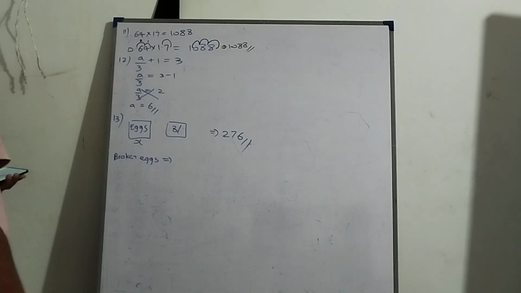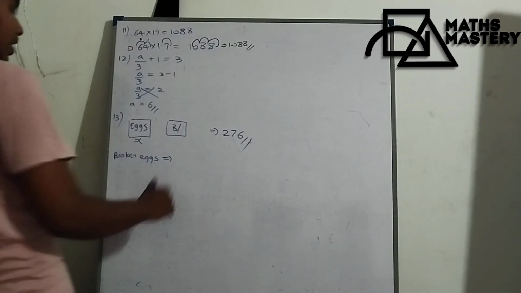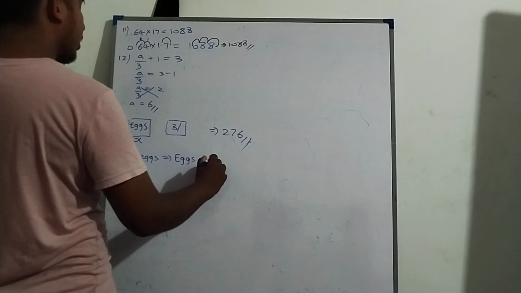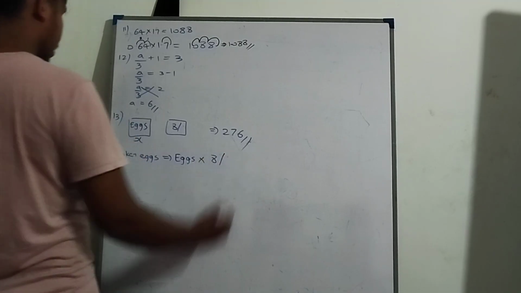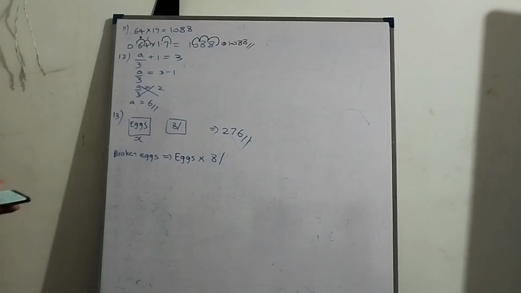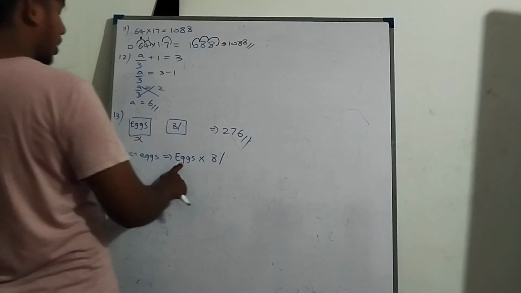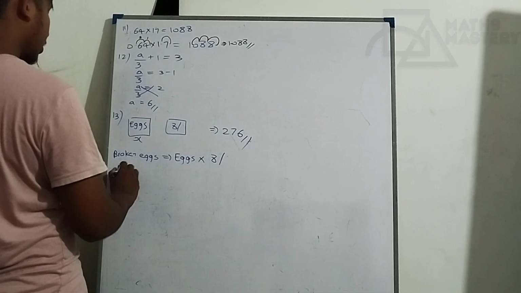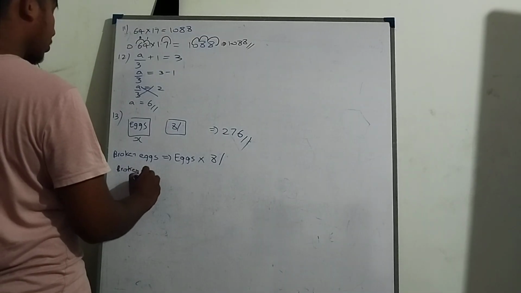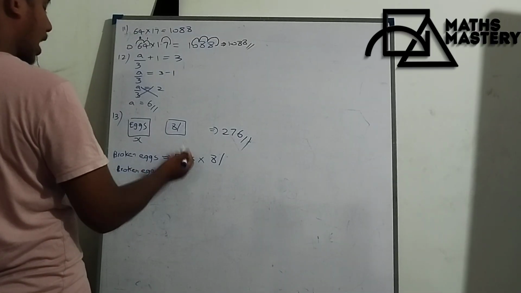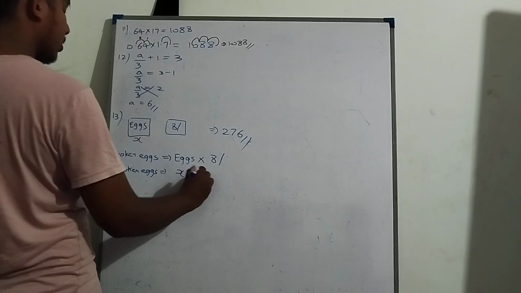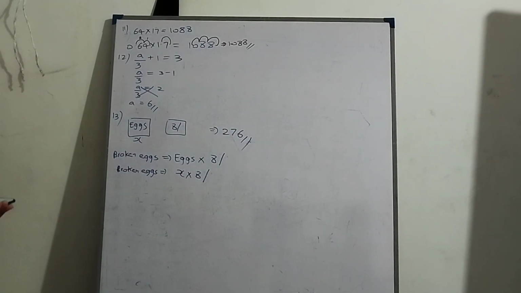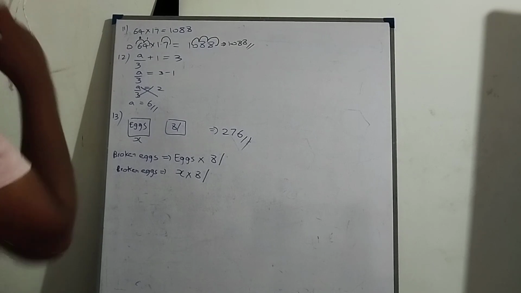To find that, we need eggs multiplied by the percentage, which is 8%. I told you, if you don't know something, what are you going to do? Put X. Broken eggs equal to eggs, I don't know, which is X, into 8%. X into 8%. Okay.